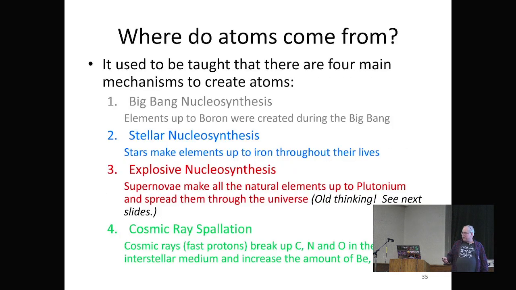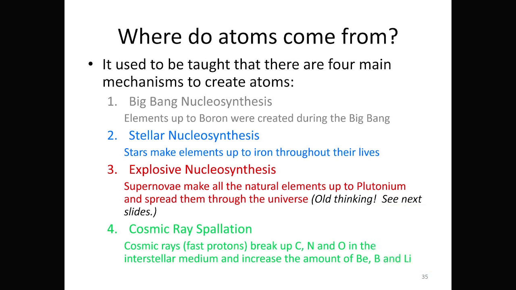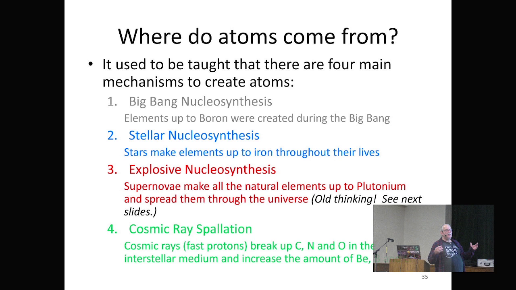It's completely amazing. So now, where do the atoms come from? It used to be taught that there were only these mechanisms. Big Bang nucleosynthesis, where most of the hydrogen and helium came from. Stellar nucleosynthesis, fusion causes small atoms to clump together to form larger nuclei, bigger atoms.